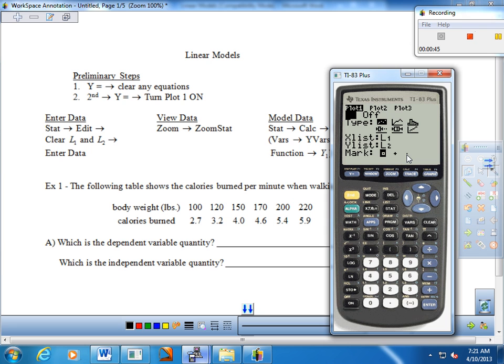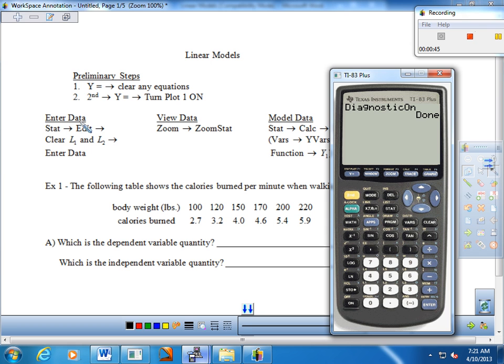Okay, good. So preliminary stuff taken care of. I'm just going to go ahead and hit second and quit, and then just go back to the main screen. Now, anytime we're working with a set of data, and we will be doing this over the course of the entire year, I always think of it as a 3-step process.